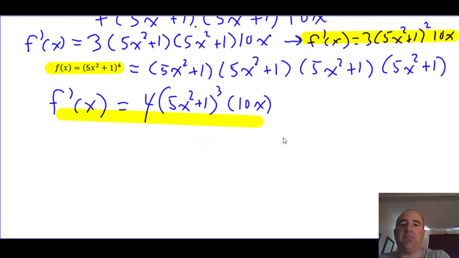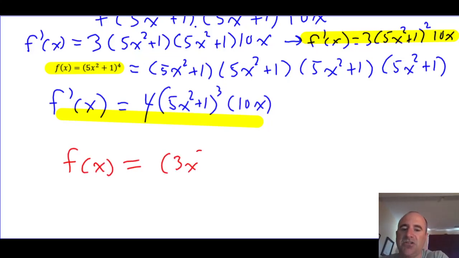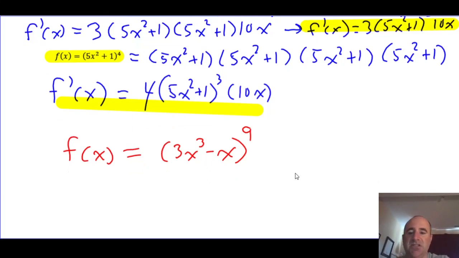So could you see that without using the rule yet, or me giving you the official rule? Let me just make one up. Imagine I had 3x cubed minus x, let's make it a little harder, to the power of 9. Okay, you certainly don't want to do that by multiplying it out 9 times. Can you see what we would do here?